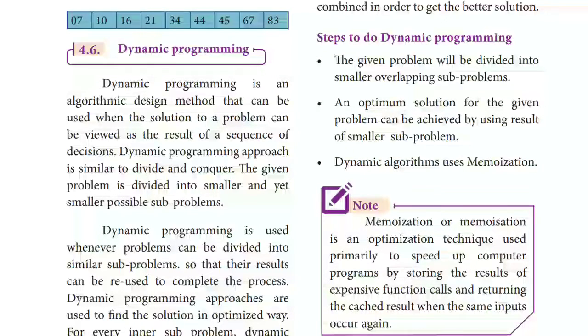Dynamic programming is an algorithm design method that can be used when the solution to the problem can be viewed as the result of a sequence of decisions. Here a problem is given, and it has to be solved. The solution of the problem is based not on a single decision, but on many decisions.